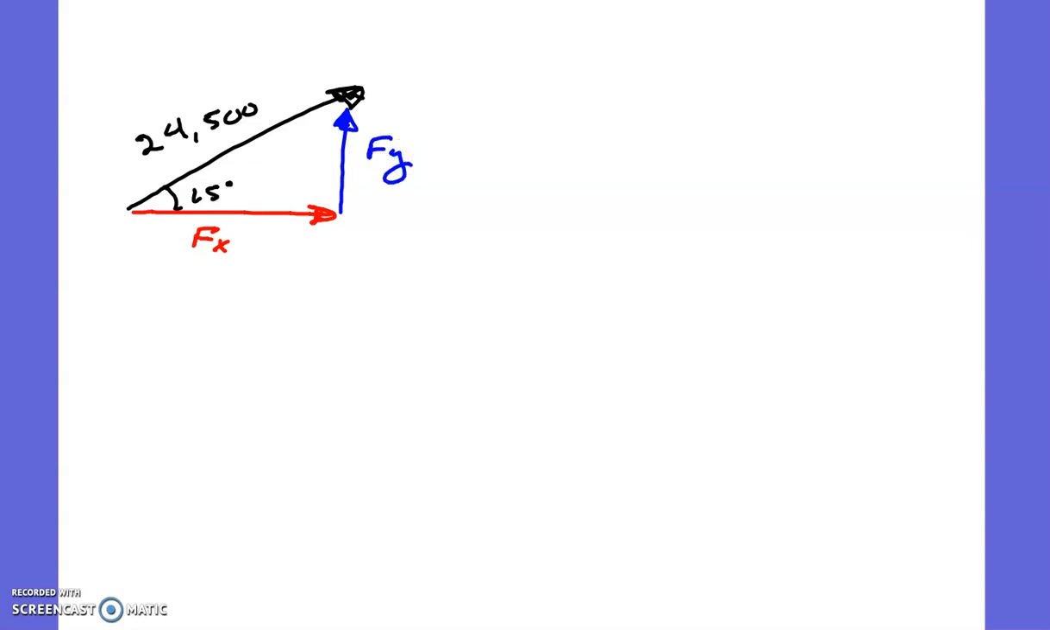We'll start by labeling the sides of our triangle. We are given that this longest side is the hypotenuse. The angle is on the left. The opposite of left is right. So our y component is the opposite side. And the one left over, Fx, is the adjacent side. We're going to use our SOHCAHTOA to solve for those two components.